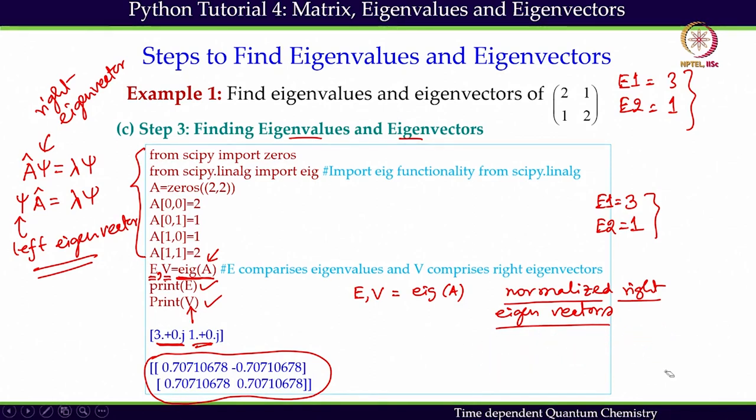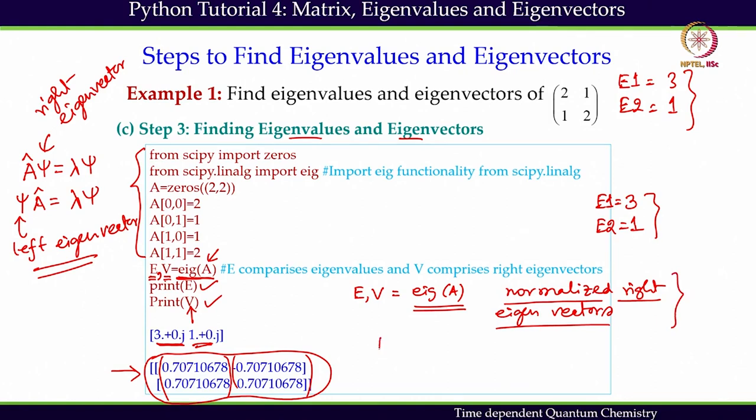What we have got here is the normalized form, this is one vector, another vector is this one. So, there are two eigenvectors which are clubbed together in this array. So, this construct is actually giving me normalized right eigenvectors.